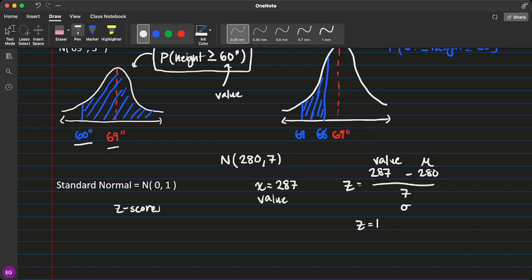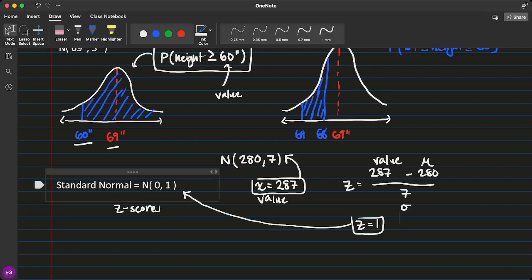So what ends up happening is that this value of 287 in this normal distribution is equivalent to this z-score of 1 in the standard normal. So z-scores are a way of taking any distribution, like the one we just talked about, and converting them all to a similar thing, which is the standard normal distribution, which has a mean of 0 and a standard deviation of 1.